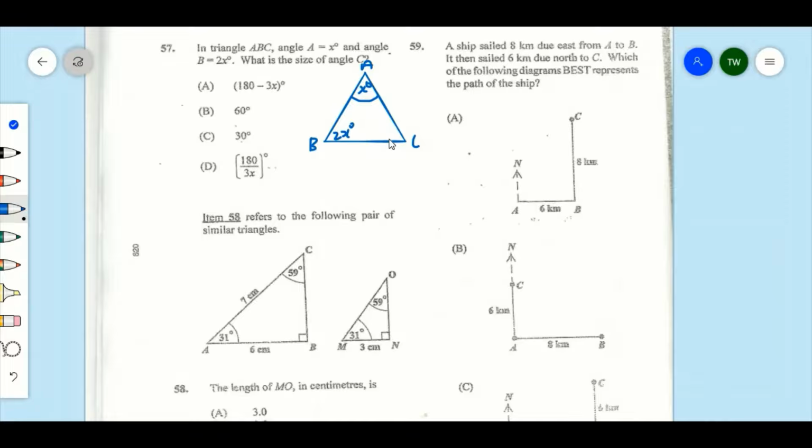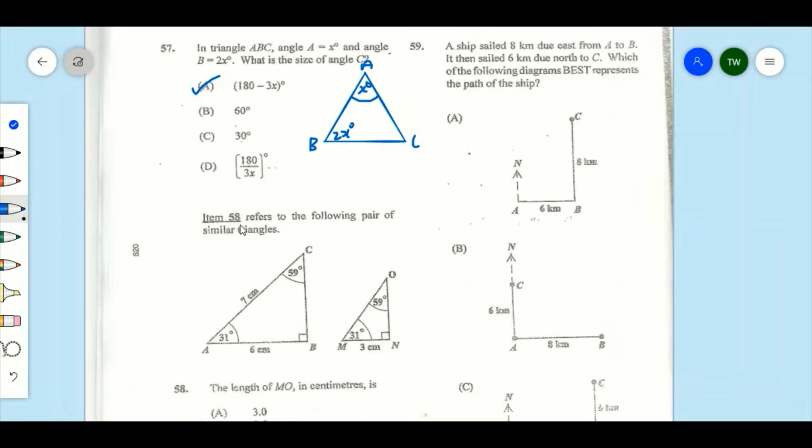We know that the total amount of angles in any triangle sums to 180. Now we have two angles already. So to find the third angle, it is going to be the sum of these two angles subtracted from 180 degrees. So our answer here is going to be A. Alright.